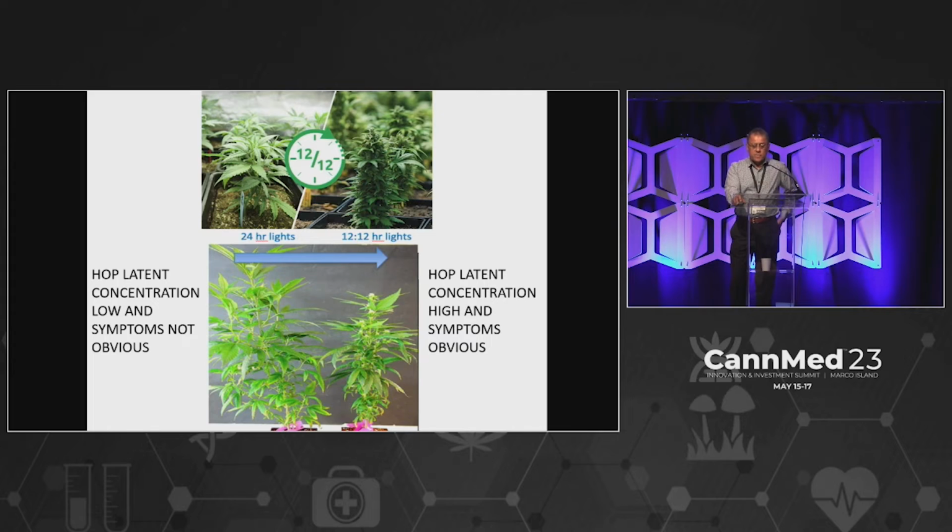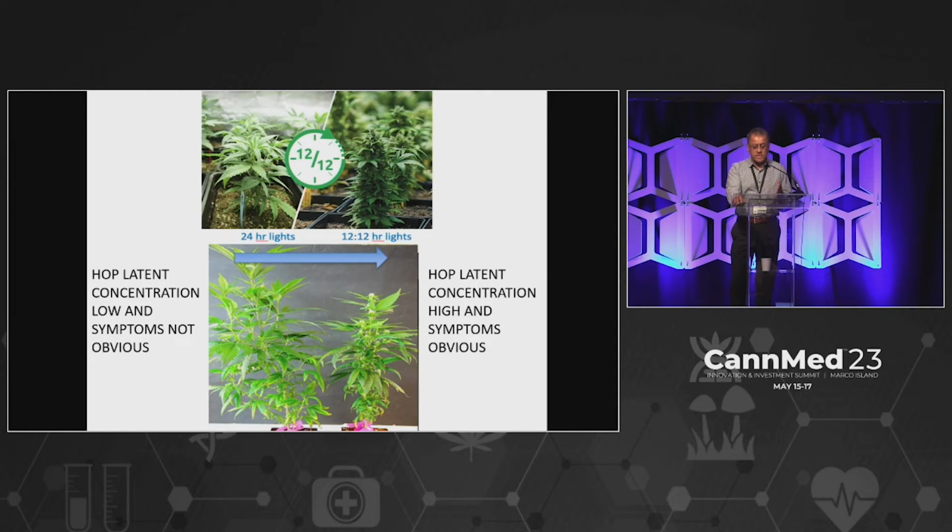We observed that when plants go into flower, and for those of you who may not be familiar, for cannabis to flower, the photoperiod has to be switched from 12 hours of light to 12 hours of dark. And the minute you start to do that, what we observed was that the concentration of the viroid started to increase, and it started to move upward into the flowers.